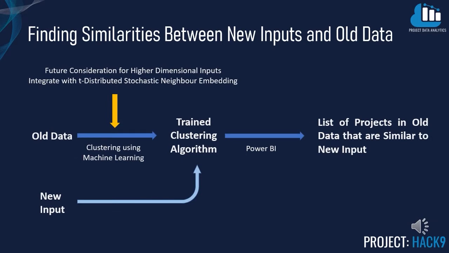Another functionality available in the dashboard is locating historical projects that are similar to that of the new inputs using a clustering algorithm, as manual screening is difficult with the high-dimensional data. We also propose the integration of a t-distributed stochastic neighbor embedding algorithm with the clustering algorithm if the number of input variables is expanded drastically in the future.